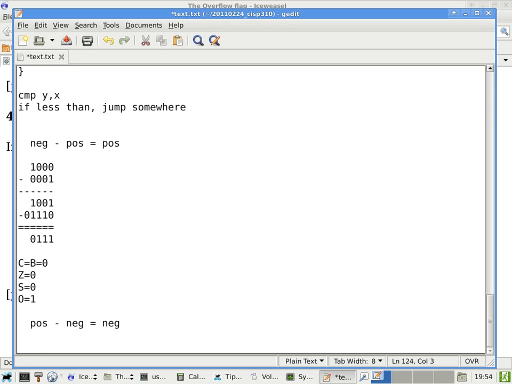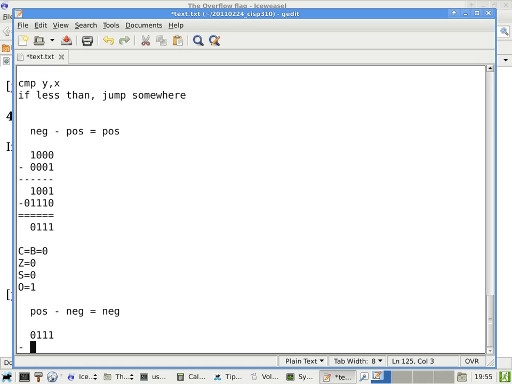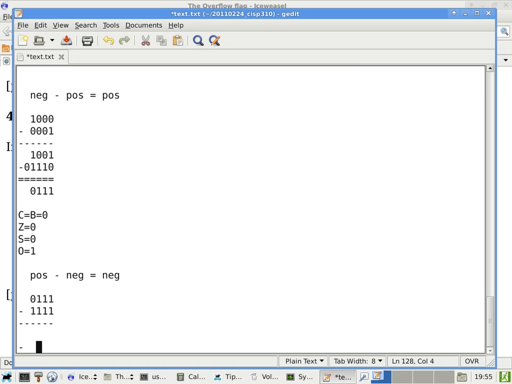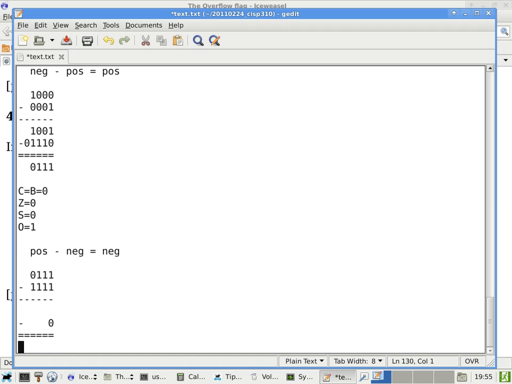So the most positive number I can represent using 4 bits is 0, 1, 1, 1, because that's the largest number with the most significant bit turned off, and that makes it the most positive value that can be represented using 4 bits. And I can just subtract just about anything from it, including 1, 1, 1, 1, which represents -1. So I look at this and have another row for just the borrow and look at the result.